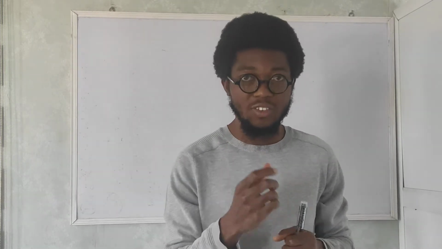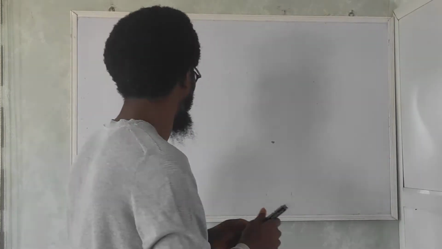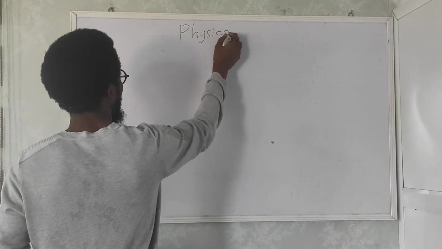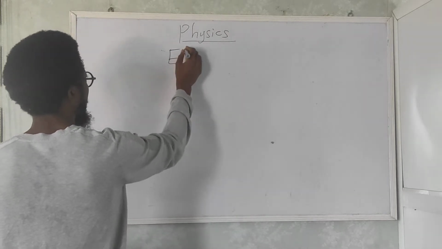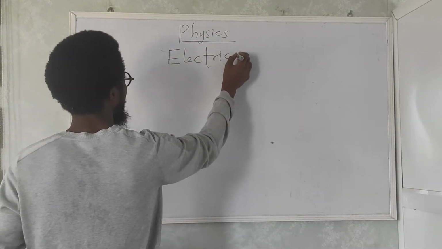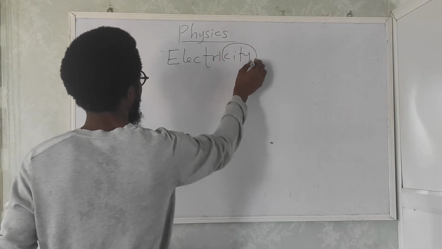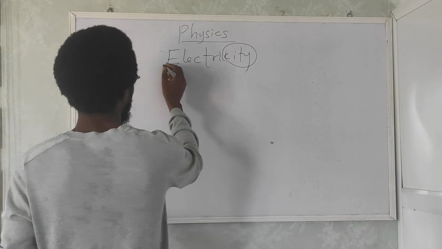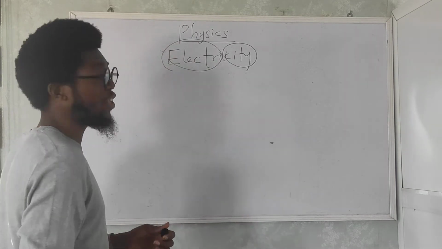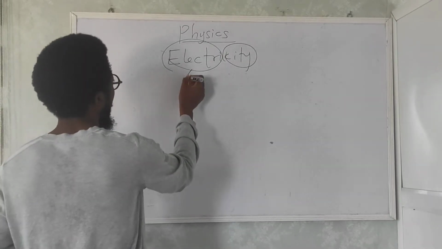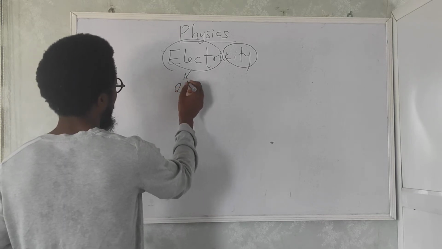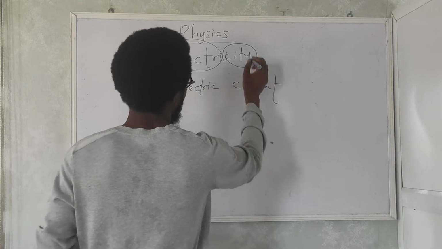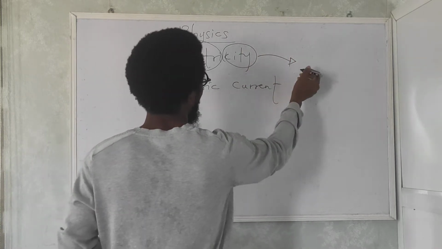The term electricity comes from the combination of 2 words. So I start: physics. Then the topic, electricity. So you can see, if you circle this out, it stands clearly for city. And then if you look at here, we have electric current. So the word electric itself is coming from the word electric current, while the word city refers to probably where you stay.